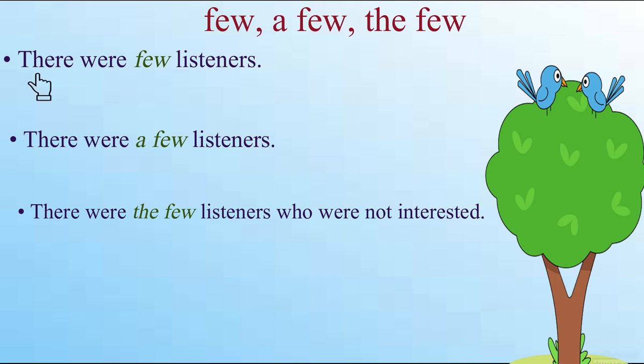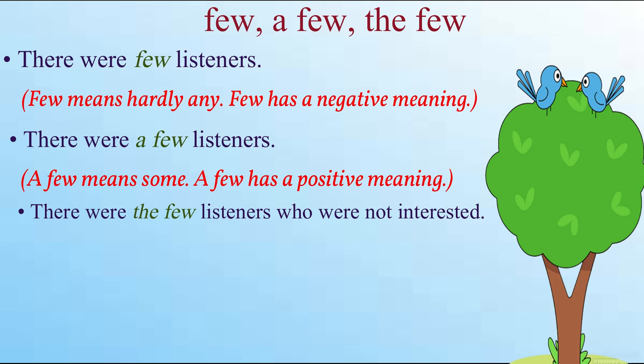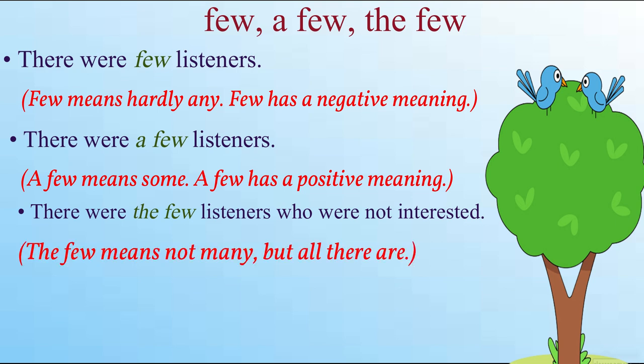So for example, there were few listeners. From few, we mean hardly any. There were hardly any listeners. There were a few listeners. A few means some. A few has a positive meaning. So we say there were some listeners. The few. There were the few listeners. The few means not many, but all there are. So with the few, we mean the exact number of the listeners.